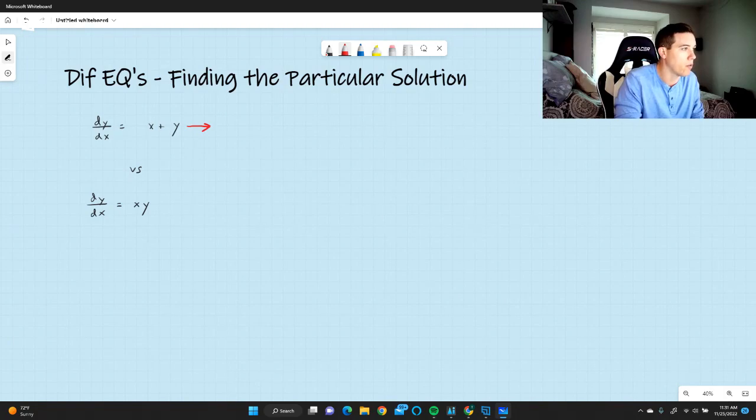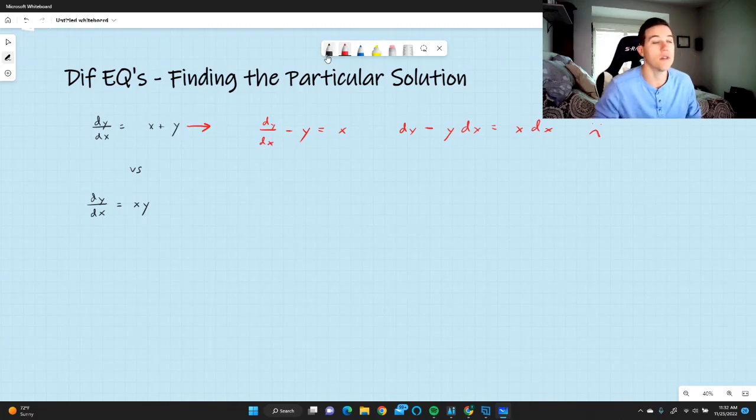So for example, if you're like, well, can't you just subtract y? Okay, then you would subtract y over. Okay, and then what? Oh, can we multiply by dx? Well, if you do that, then you have dy minus, you'd have to multiply the y term times dx, and then you'd have x dx. And then, no, can't do it. This is called not separable. Can't separate this differential equation into x's on the right and y's on the left.